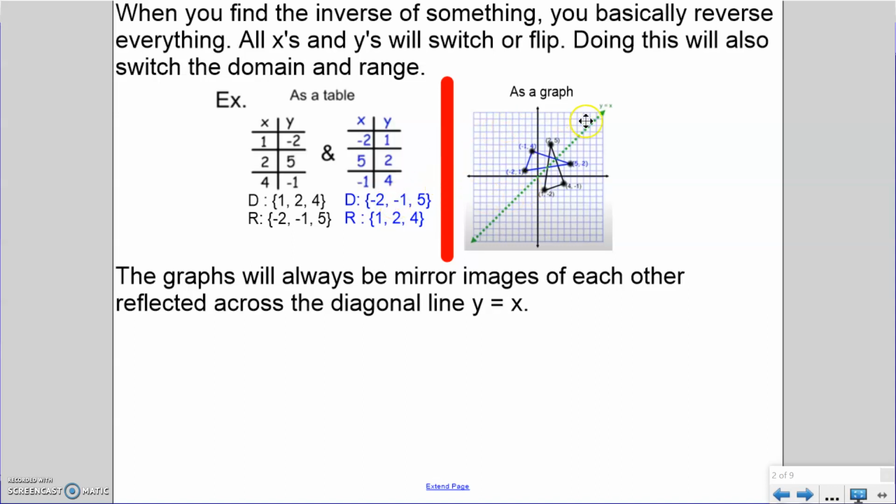If you put these on the graph, here are the two pictures. You can see two triangles here. The graphs will always be mirror images of each other, reflected across the diagonal line y equals x. So that basically means if you fold it across the diagonal line, they'll overlap perfectly.